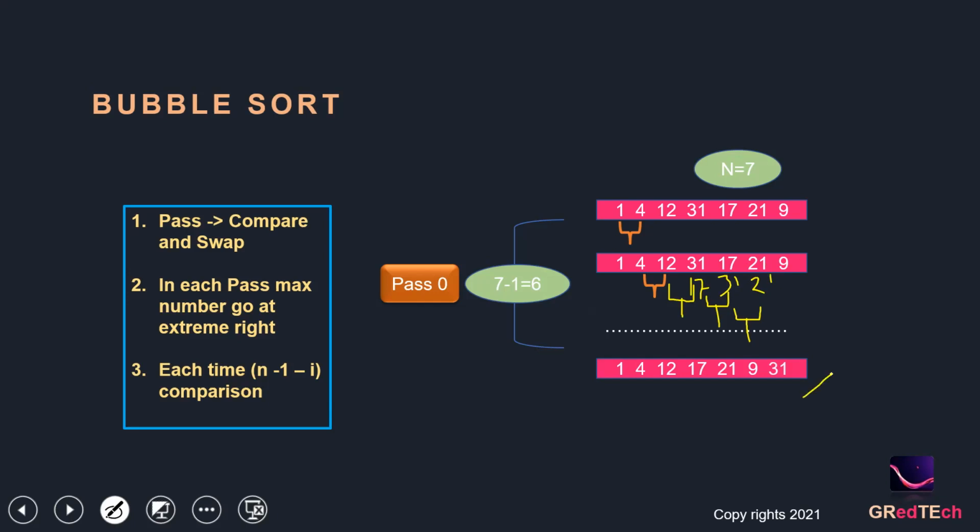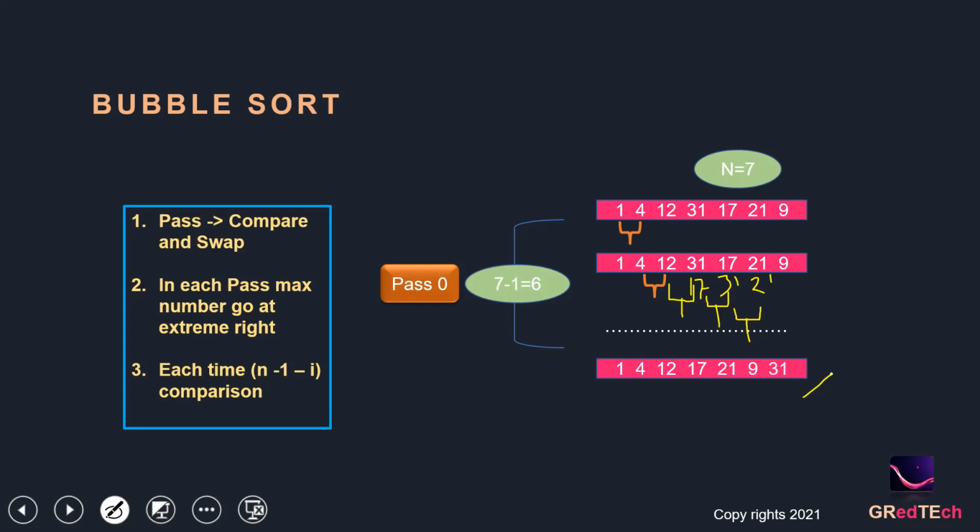So as you can see, this is one pass. If you're traversing the entire array, this is called one pass. In one pass, I have seven elements. So how many possible comparisons happen? If you see, between 1 and 4 is one, then 4 and 12 is 2, 12 and 31 is 3, 31 and 17 is 4, 17 and 21 is 5, and 31 and 9 is 6, right.